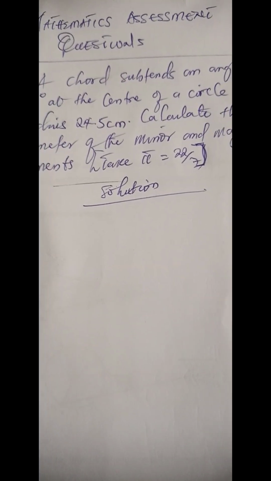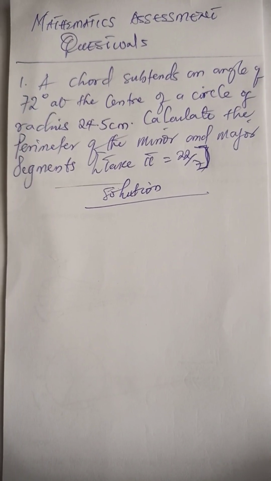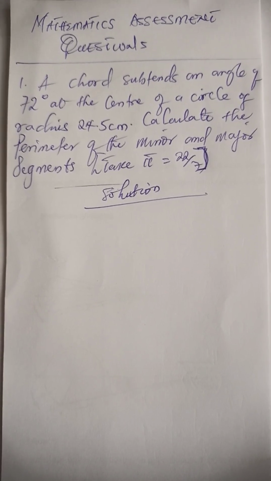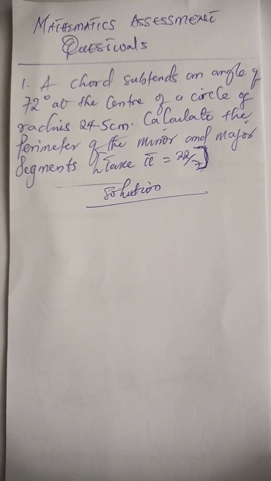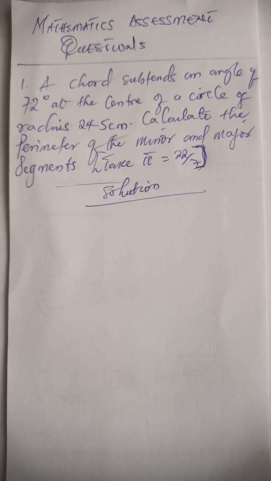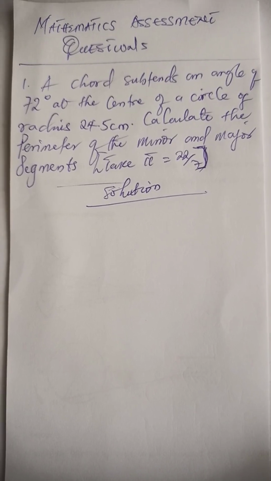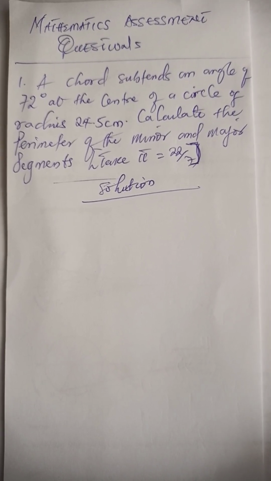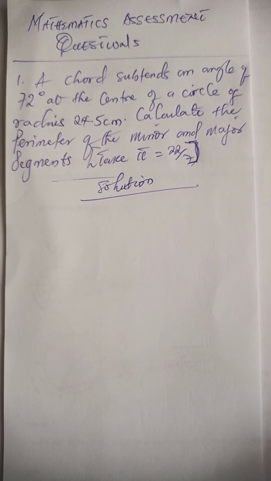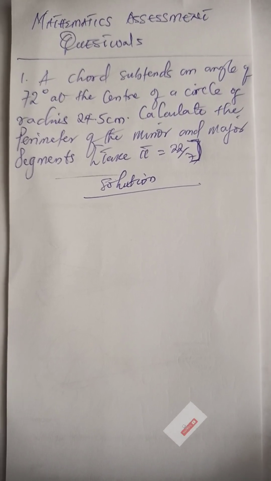Welcome. So today my learners had a continuous assessment test, and this is one of the questions. The question said the chord subtends an angle of 72 degrees at the center of a circle of radius 24.5 centimeters. Calculate the perimeter of the minor and major segments.